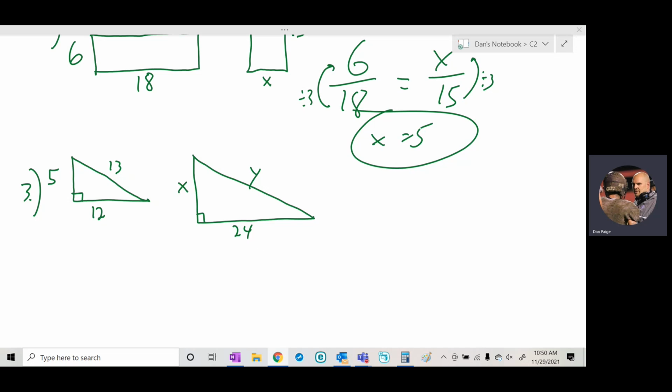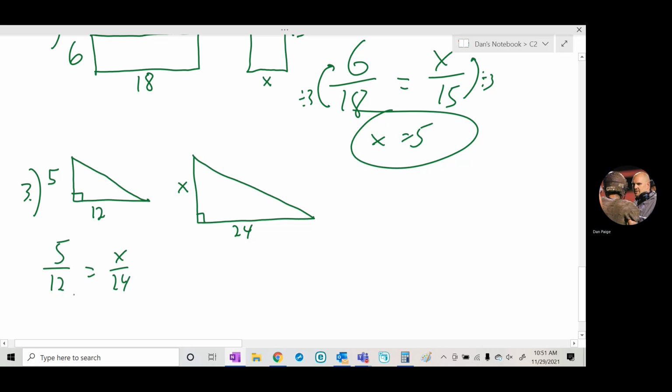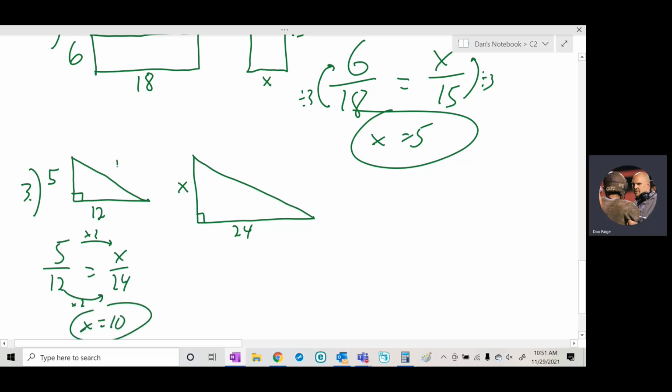All right, we're running a little low on time, so let's just go over this. A couple different ways you can think about this. One way to do this is just to pretend that the y doesn't exist, and the one that matches with the y doesn't exist. So we could set it up like that. 5 over 12 equals x over 24. And what's the relationship there? Times 2 and times 2. So we get 10. And then we can go back and put those back in.